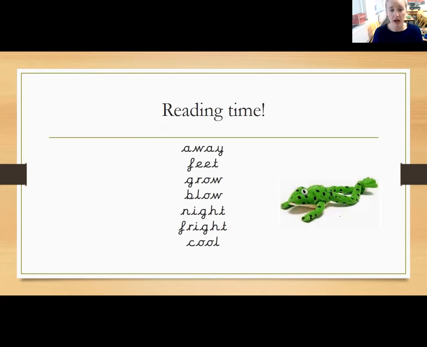Okay, now we're going to have a little look at some green words that have got all of these sounds in that we've been learning. So let's have a go at identifying the sound, Fred talking, and then blending the word. So let's have a look at this first word on my screen. So the sound is A. Fred talk, away. Well done if you got that one.